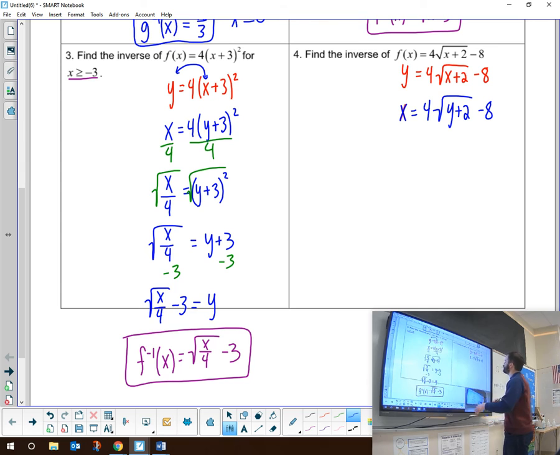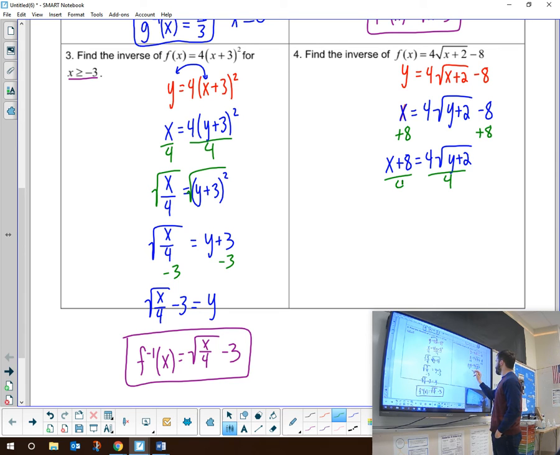So we have a lot to do. We're going to need to add the 8, divide by the 4, square it, and minus 2. So we got a lot going on, okay? So we're going to start off, we're going to add the 8. We're going to have x plus 8 equals 4 square root of y plus 2. Divide both sides by 4.